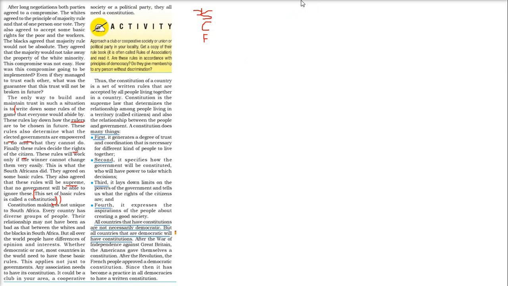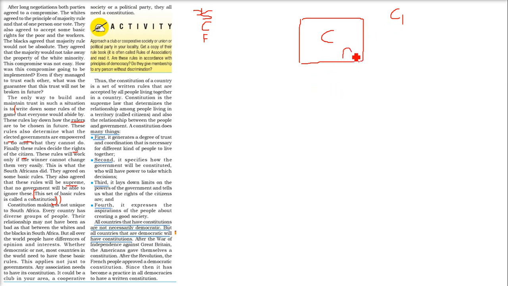Now there is one very important thing. Let me say this is a constitution. A constitution is nothing but a book, a dastavez, something written in the form of a book. So all countries that have a constitution are not necessarily democratic. If your country, say country 1, has a constitution, and you say that my country is democratic, it may not be true.